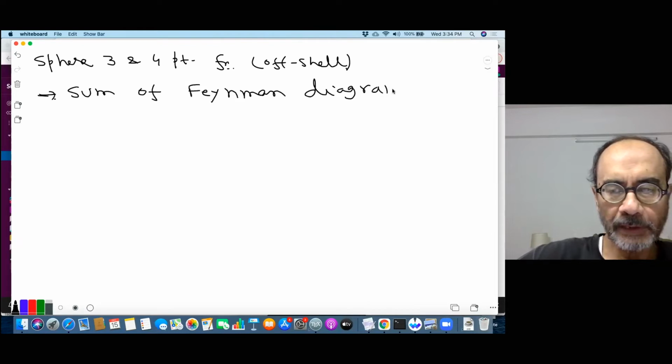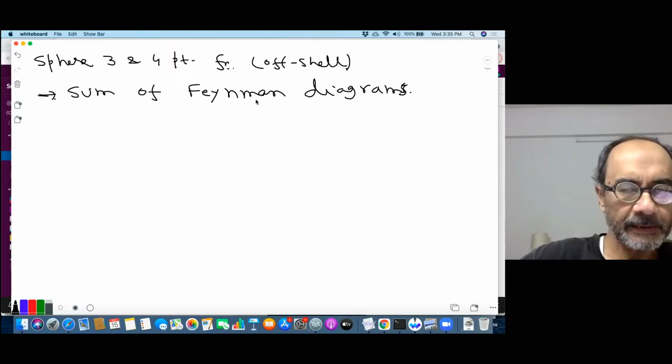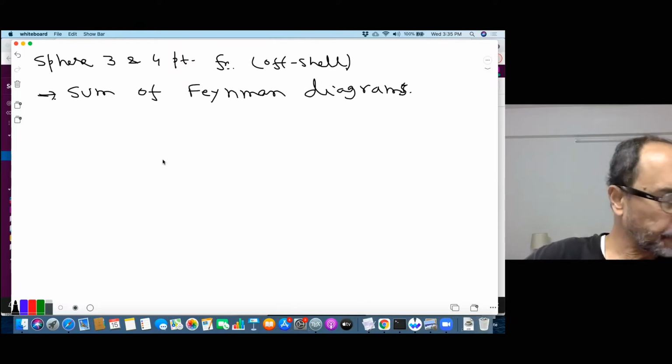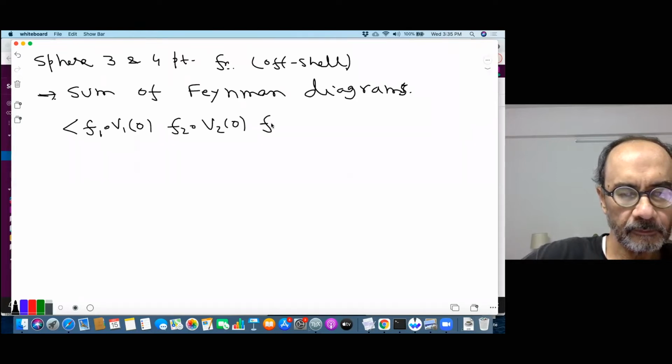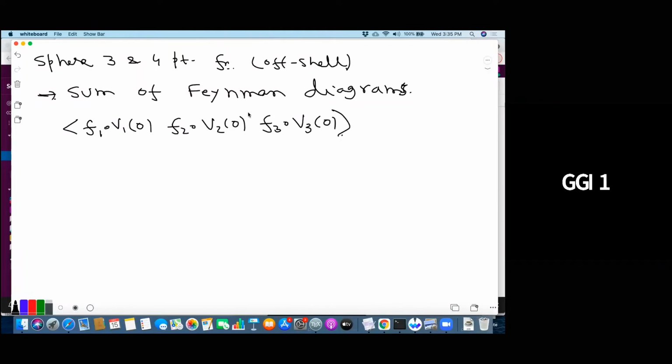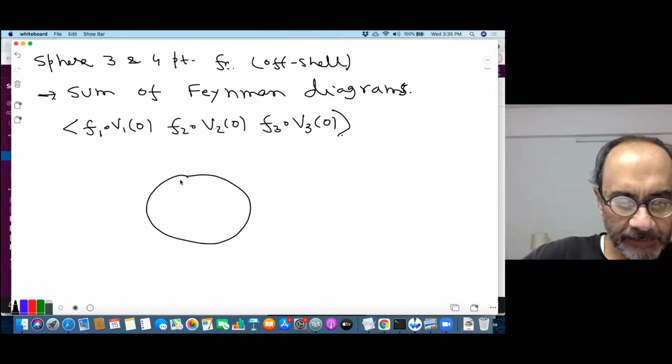Okay. And today we are going to continue this, and I'll describe how all the higher point functions can also be thought of as a sum over Feynman diagrams. So let me begin with the sphere 3 point function, which we had already introduced. And all the vertices are symmetric, so it doesn't matter which one is what. So this describes a sphere with 3 punctures.